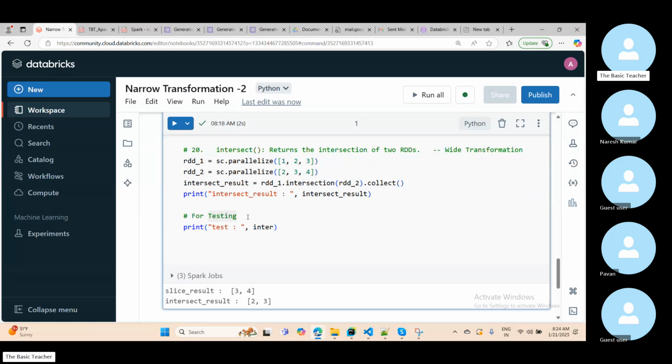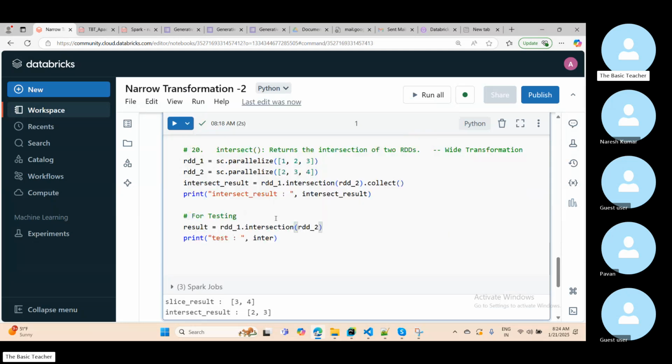Result equal to this. Then result.take, let's say I'm saying 5, or I will do 2, and I will do one more print. I will just do result.foreach and lambda.